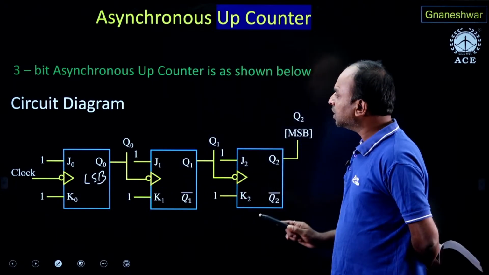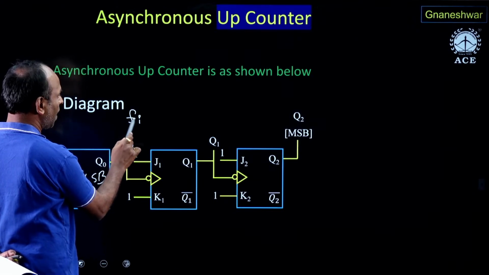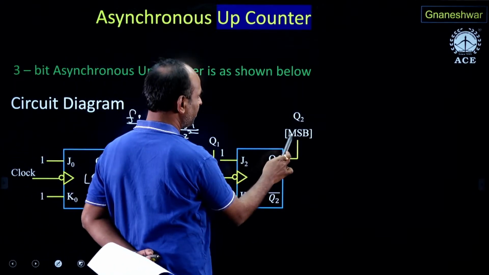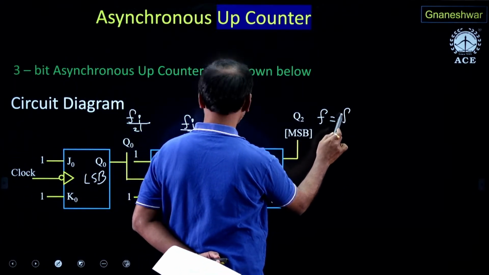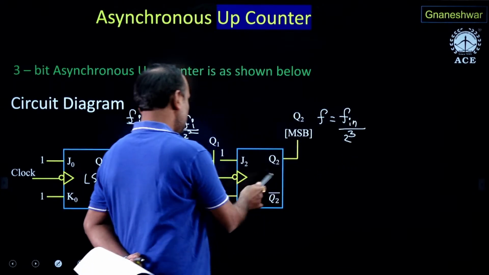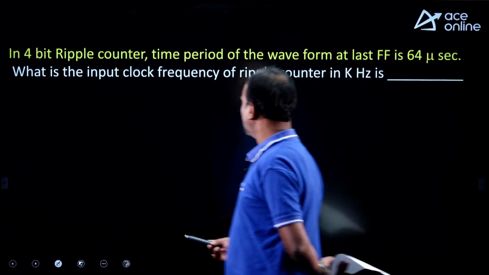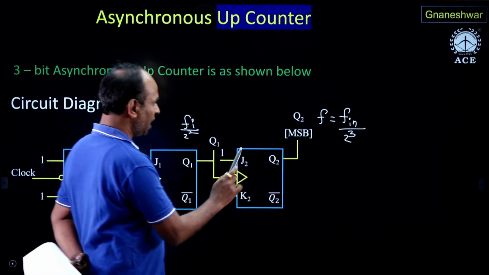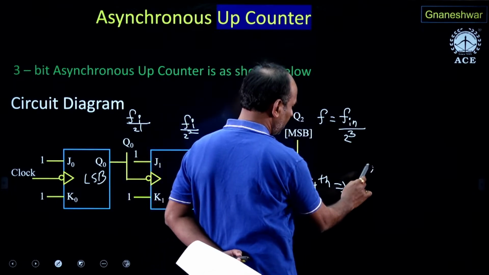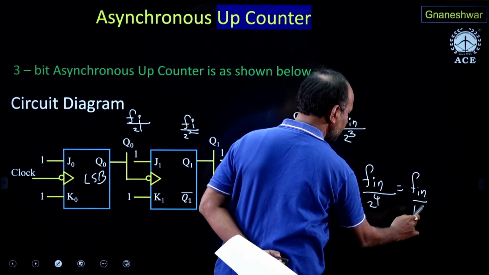Next, Q2. The frequency at the first one is equal to Fin upon 2 power 1. At the second one, Fin upon 2 power 2. At the last one, the frequency equals Fin upon 2 power 3. In the classroom I took 3 flip-flops, but for the fourth flip-flop, the frequency is Fin by 2 power 4. So Fin by 16 here, Fin by 16.